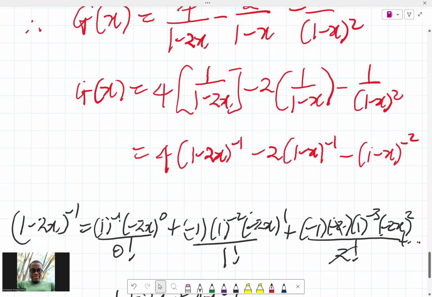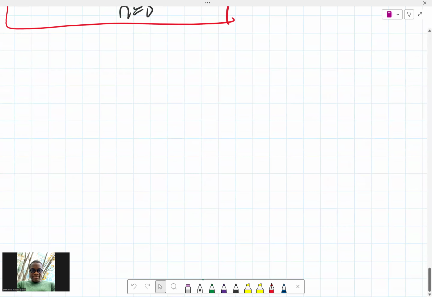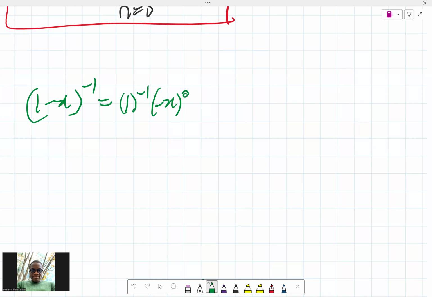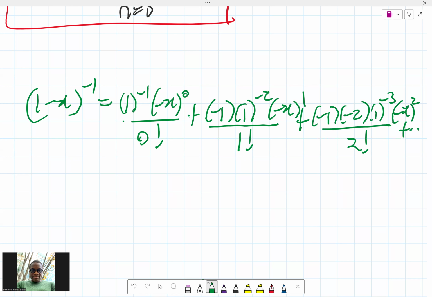We have 1 minus x raised power minus 1. So we do that also. 1 minus x raised power minus 1. So we quickly treat that. This is 1 raised power minus 1, minus x raised power 0 all over 0 factorial, plus minus 1, 1 raised power minus 2, minus x raised power 1 all over 1 factorial, plus minus 1 minus 2, 1 raised power minus 3, minus x raised power 2 all over 2 factorial, and all of that continues. So this is the same thing as, of course, everything: 1 raised power minus 1 is 1, minus x raised power 0 is 1, 0 factorial is also 1.